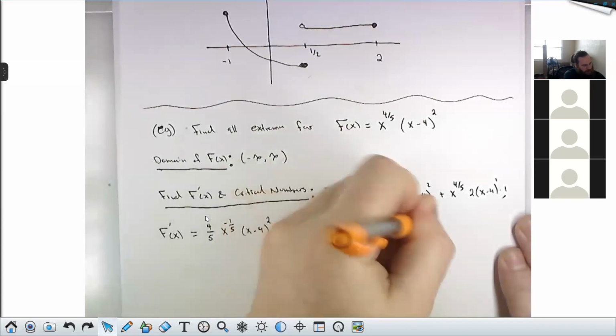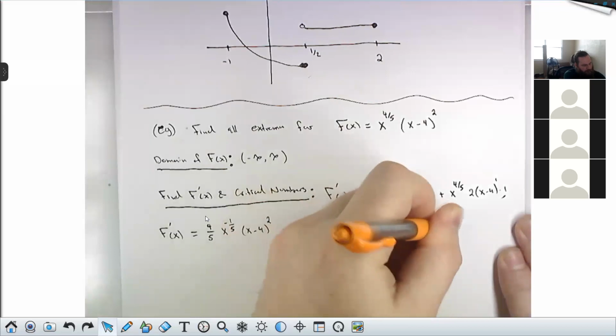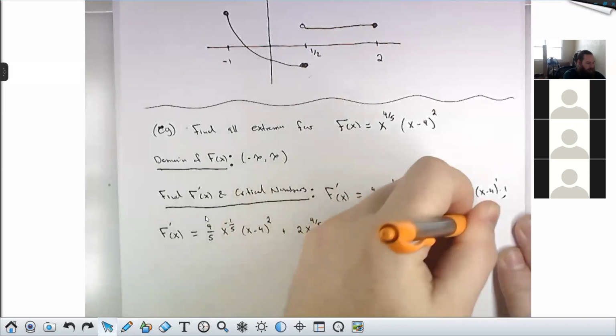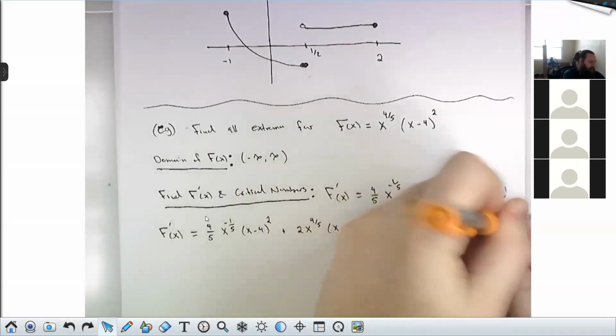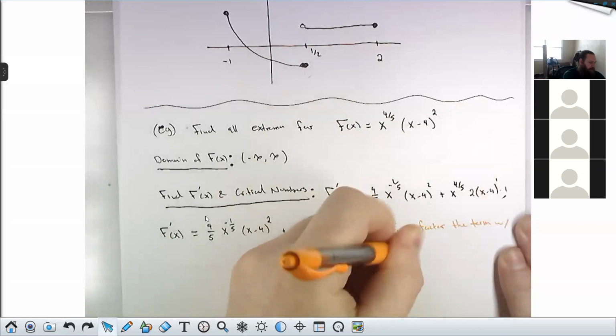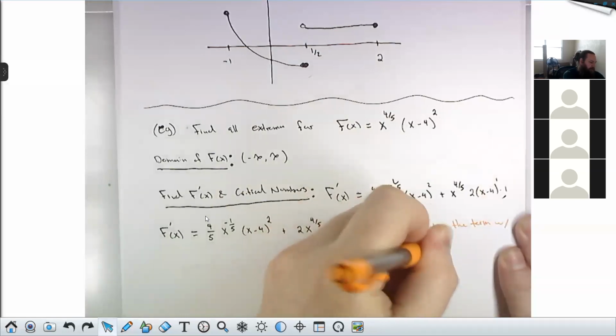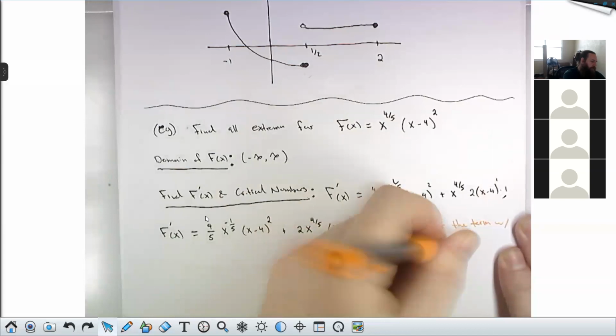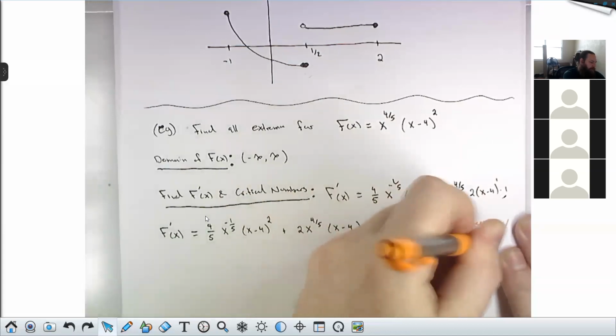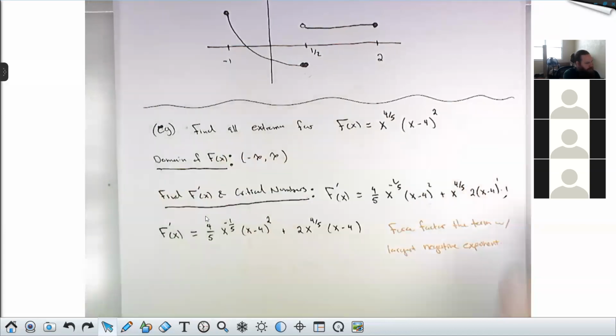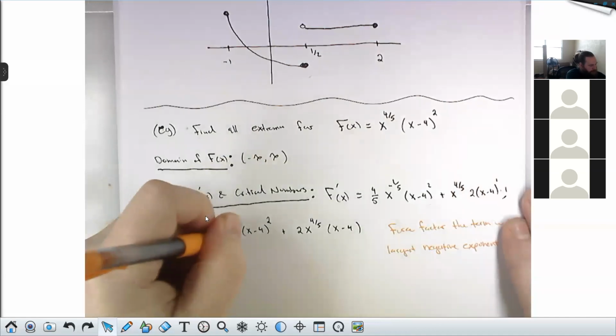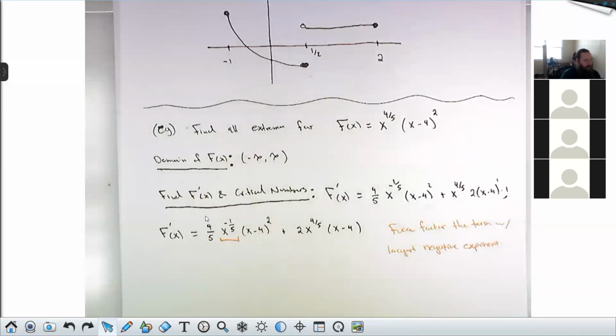So force factor the term with the largest negative exponent. In that case, that would be the x to the negative 1/5 term. He's the only guy with a negative exponent. So I'm going to force factor that out.